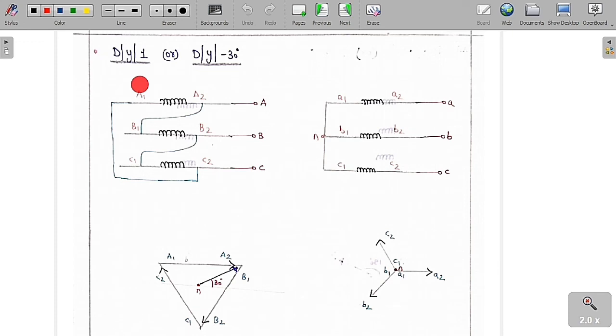As the flux is pure sinusoidal, the EMF is also pure sinusoidal because EMF depends only on the flux. So last, one more connection we are going to discuss here. It is called the delta to star 1 o'clock.